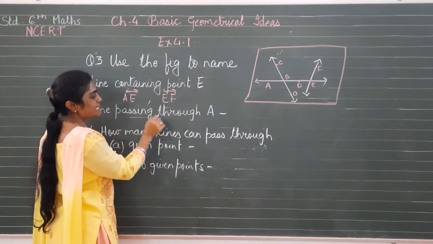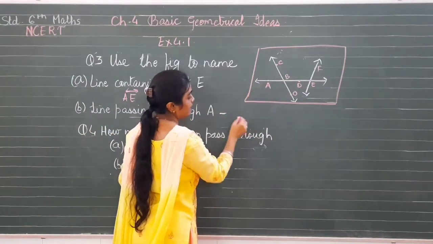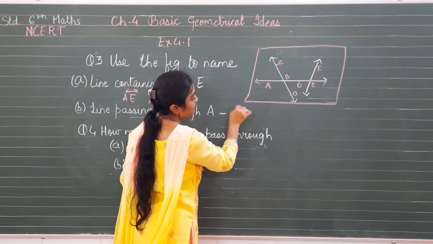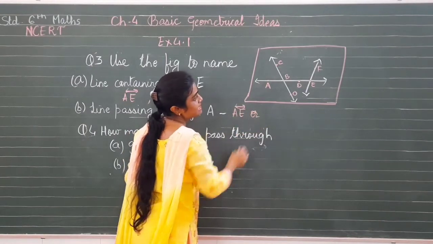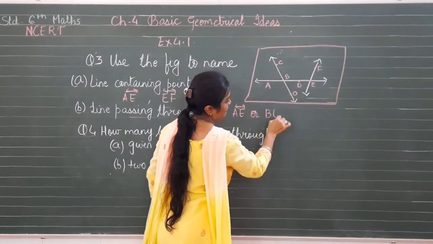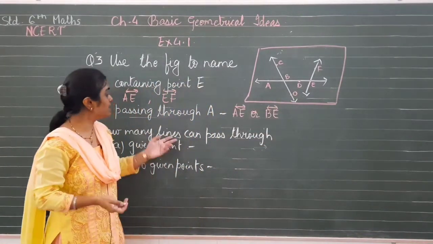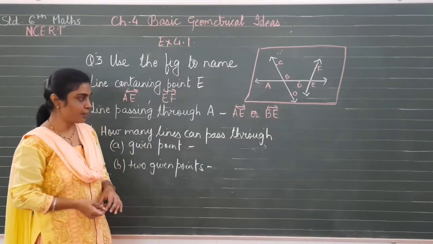Now a line passing through A. Which line passes through point A? So line AE, or we can say line BE. Any of these lines passes through point A. The rest of the 2 sums you can do by yourself.